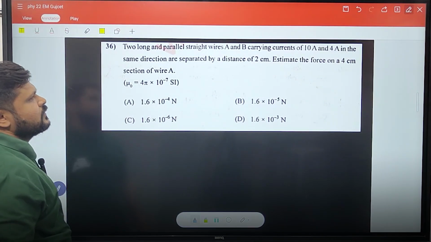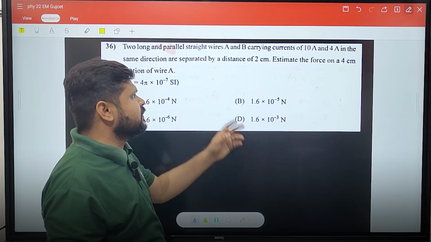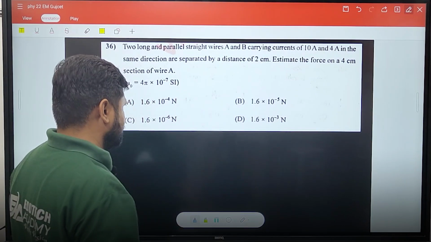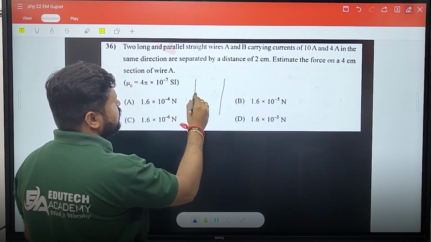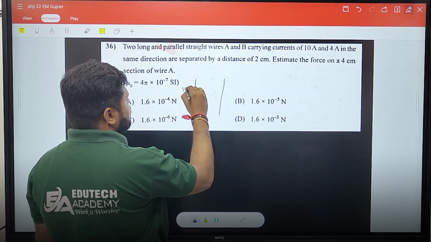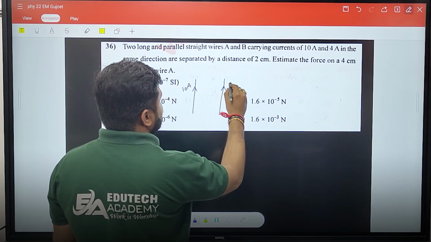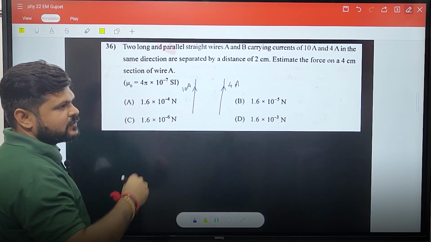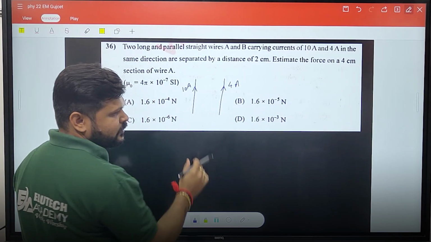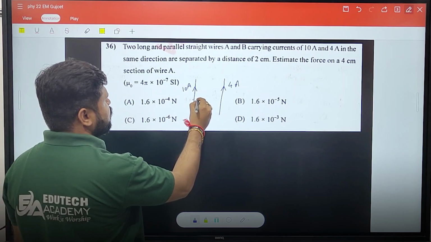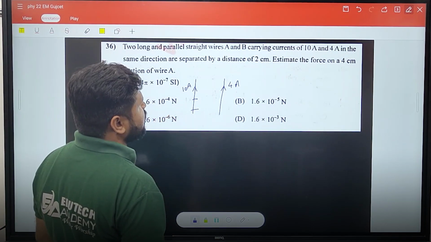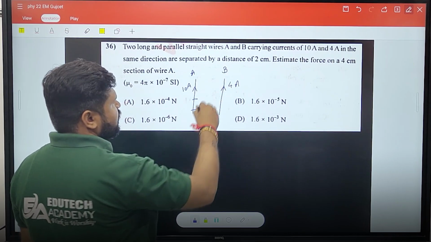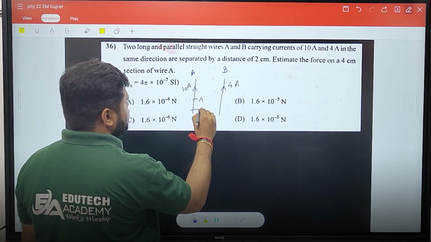That is from chapter number 4 again. Two parallel wires are given, and current flowing through these two parallel wires is 10 ampere and 4 ampere in the same direction. So there will be a force of attraction between these 2 wires, and you are asked to find out the force acting on one of the wires, wire A, on its 4 centimeter length.